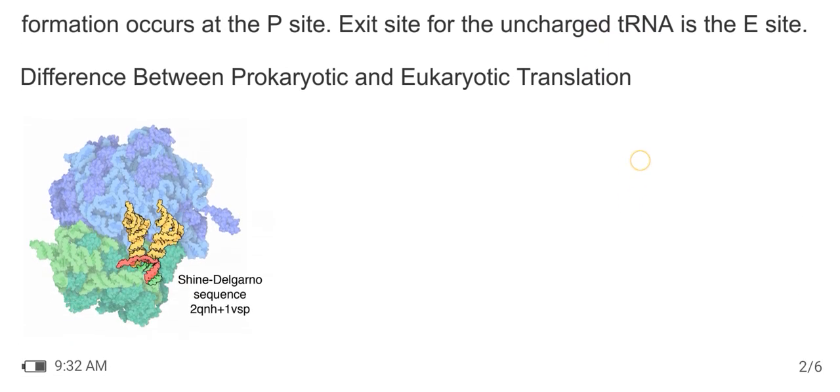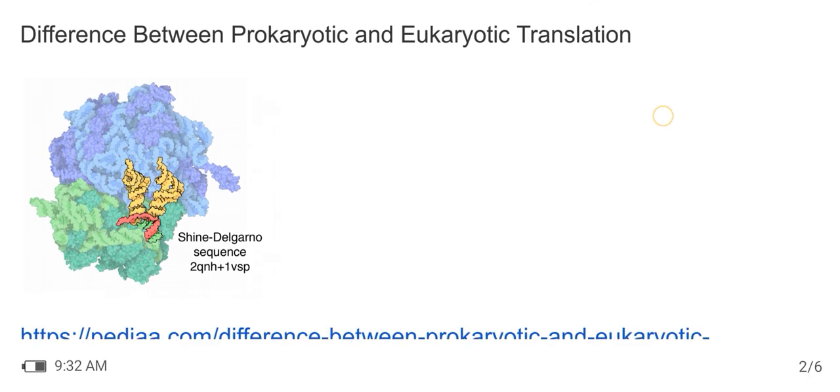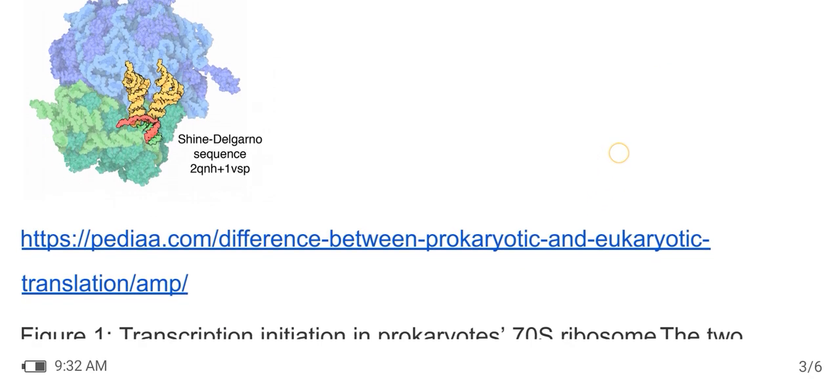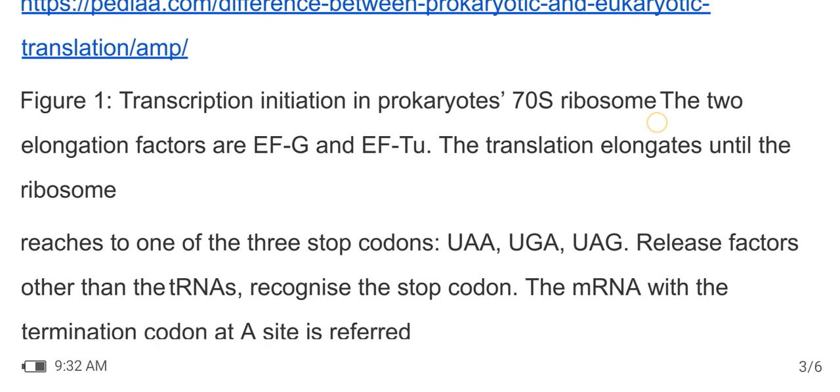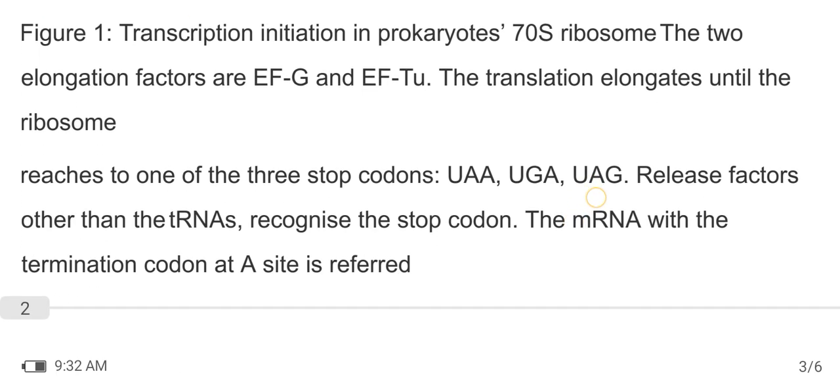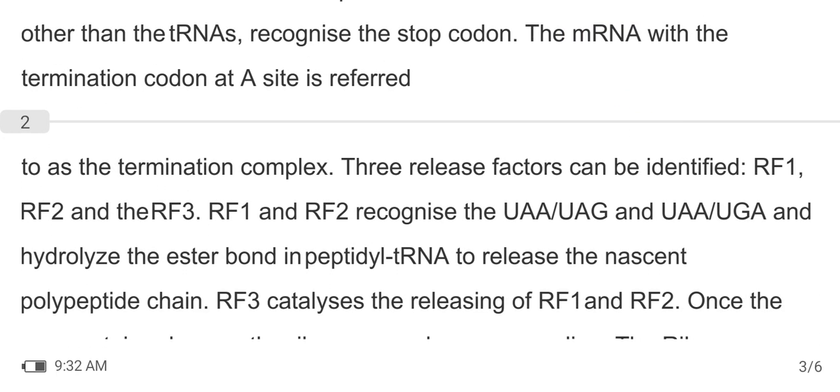Difference between prokaryotic and eukaryotic translation. Here we could say Shine-Dalgarno sequence. Translation initiation in prokaryotic 70S ribosome. The two elongation factors are EF-G and EF-Tu. The translation elongation continues until the ribosome reaches one of the three stop codons, UAA, UGA, and UAG. Release factors other than tRNAs recognize the stop codon. The mRNA with the termination codon at the A site is referred to as the termination complex.